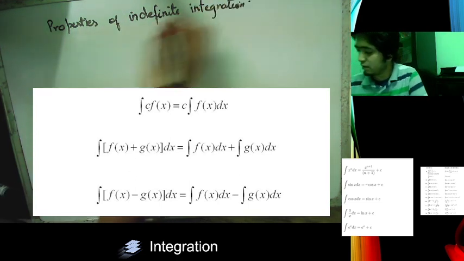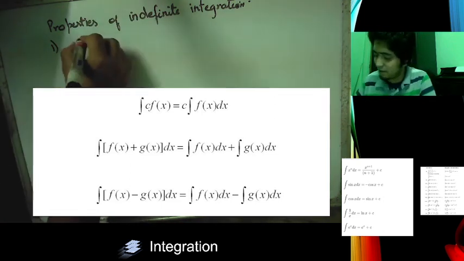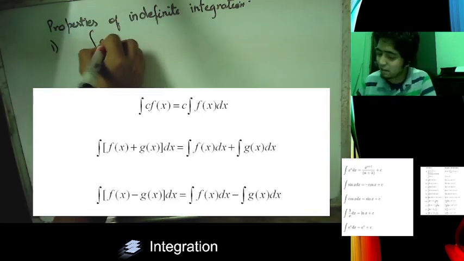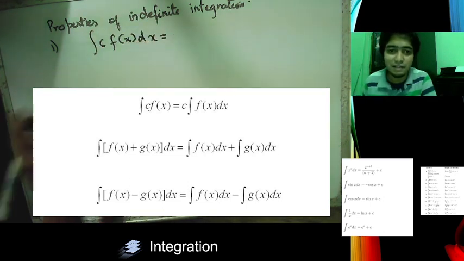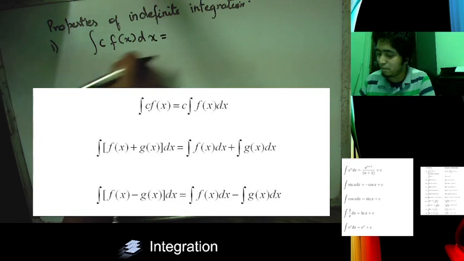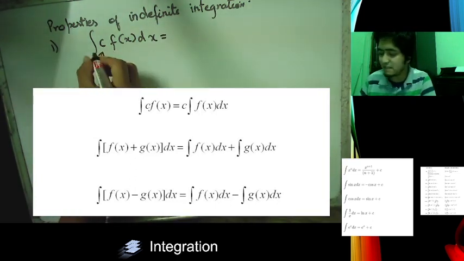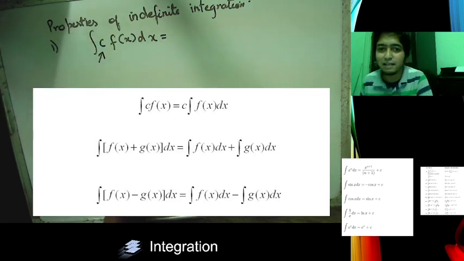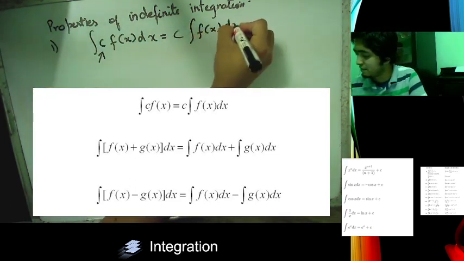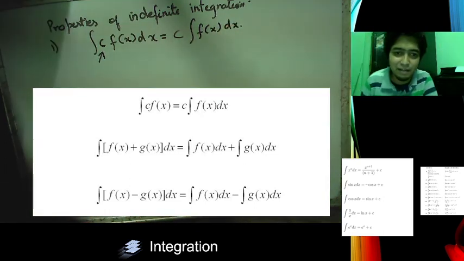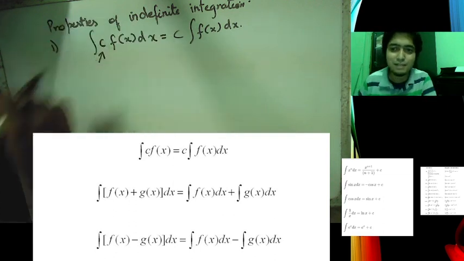If you notice the first one, c is a constant. You had learned that a constant can always be taken outside. So when you are having, they did not even write dx, but just know that it is there, integration of c f(x) dx, the constant c can be taken outside of the integral symbol. c times integration of f(x) dx. So whenever you are having a constant that is alone, you can always take it outside.